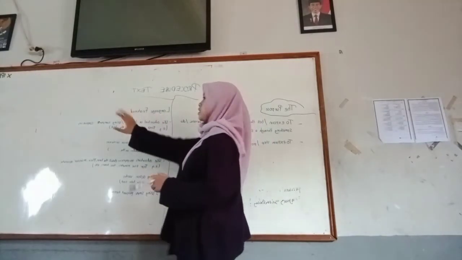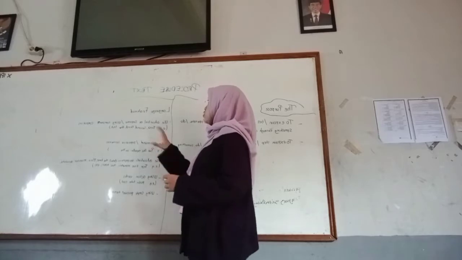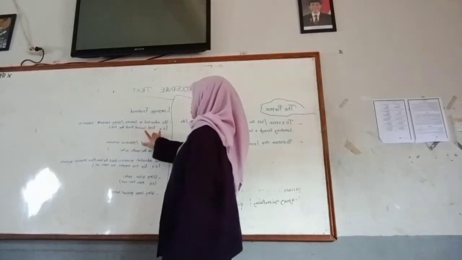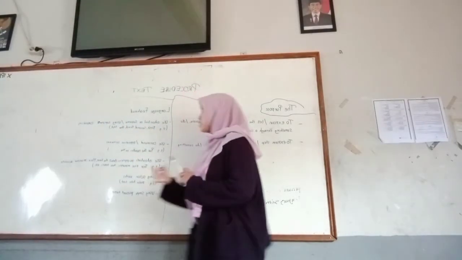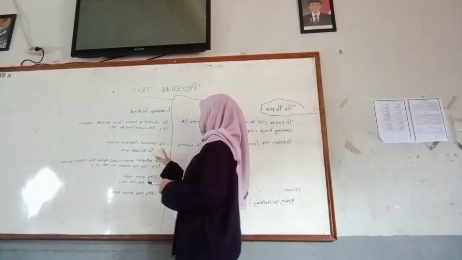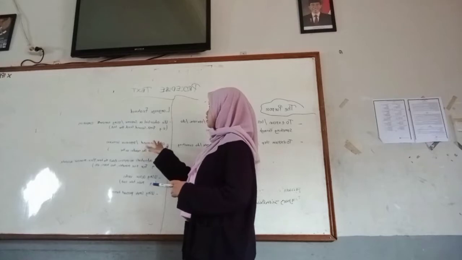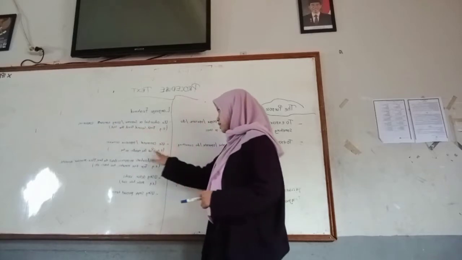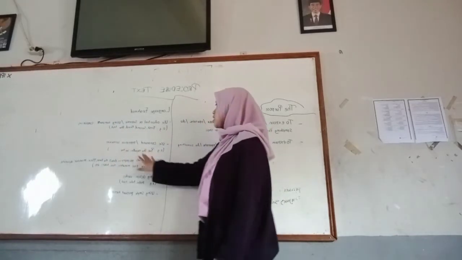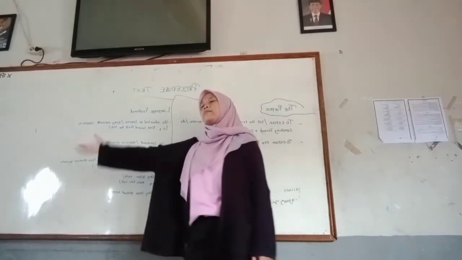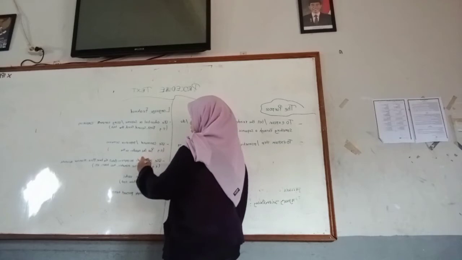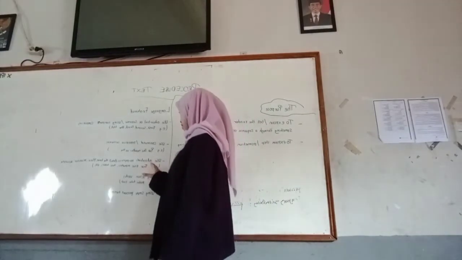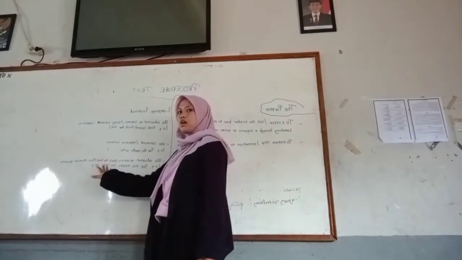Okay, the next is language features in procedure text. The first, use adverbials of sequence or temporal conjunctions, for example the words first, second, third, and last. The second language feature of procedure text is use of command or imperative sentences. An example of a command sentence is, put the noodles on the plate. The third is use of adverbials to express detail of time, place, and manner accurately, for example for 5 minutes, 2 hours, and so on.